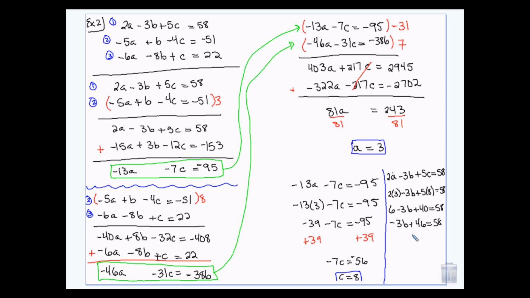Subtract 46 from both sides. So negative 3b is equal to 12. So b is equal to negative 4. Again, my answer is an ordered triple, and it's in alphabetical order, so it'll go A, B, C. So it's 3, negative 4, 8. That's my final answer. So yes, you do all that work so you can have 3 numbers.